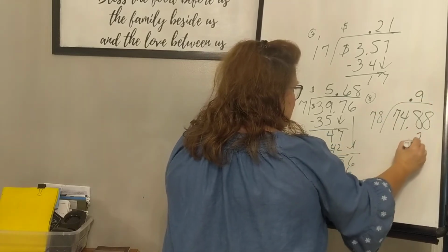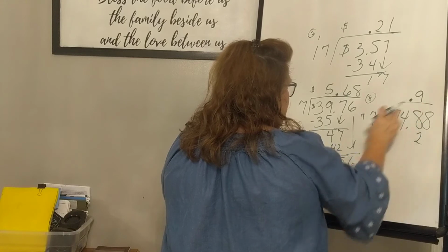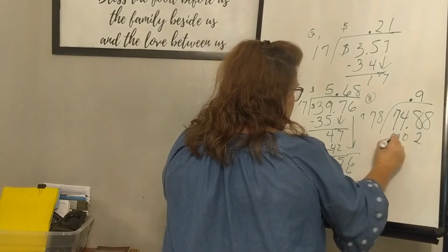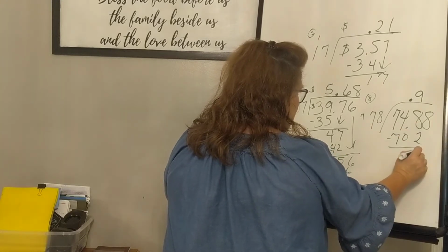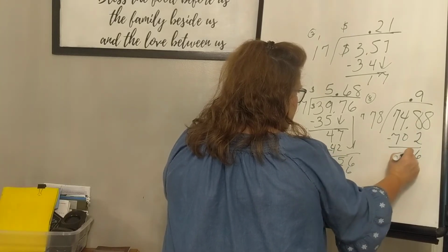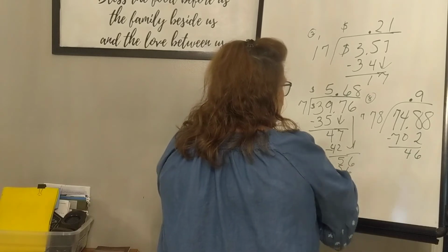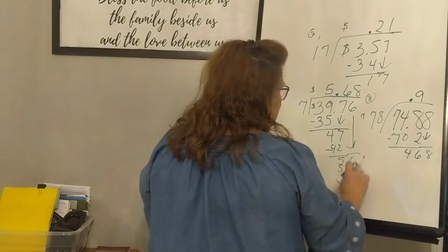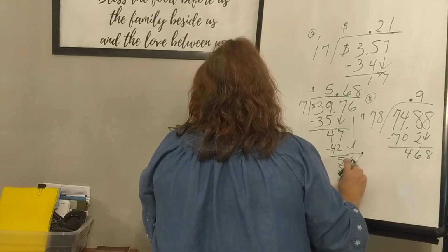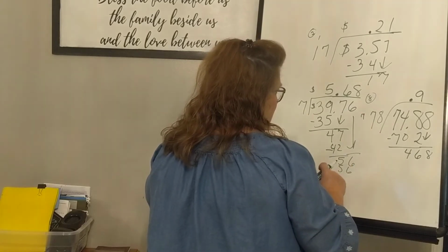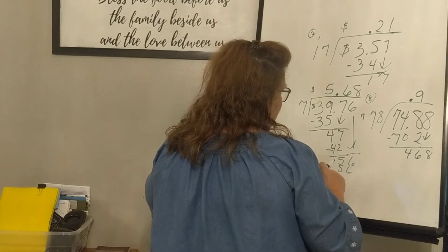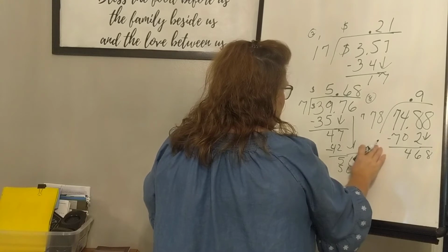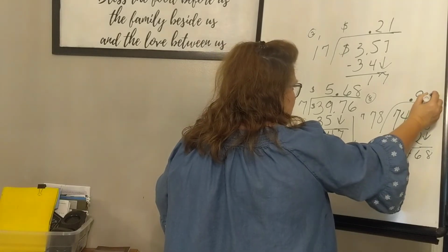9 times 8 is 72. Put 2 down, carry the 7. 9 times 7 is 63, plus 7 is 70. We subtract. 8 minus 2 is 6, and 4 minus 0 is 4. 46 is smaller than our divisor. We bring down the next digit, which is an 8. How many times will 8 go into 46? 8 times 5 is 40. 8 times 6 is 48, but we rounded this up. So let's go ahead and use 8 and see how that works out.